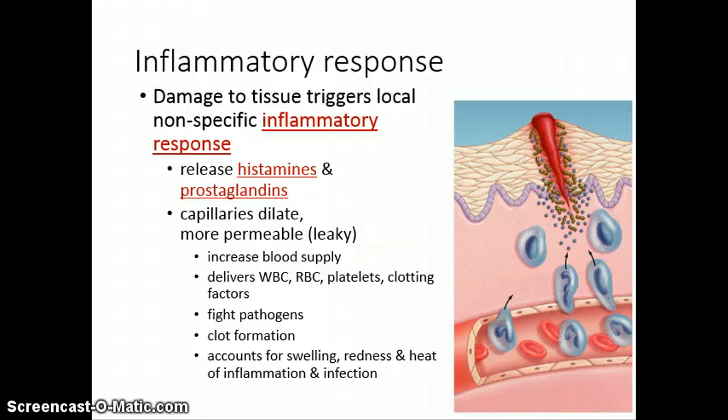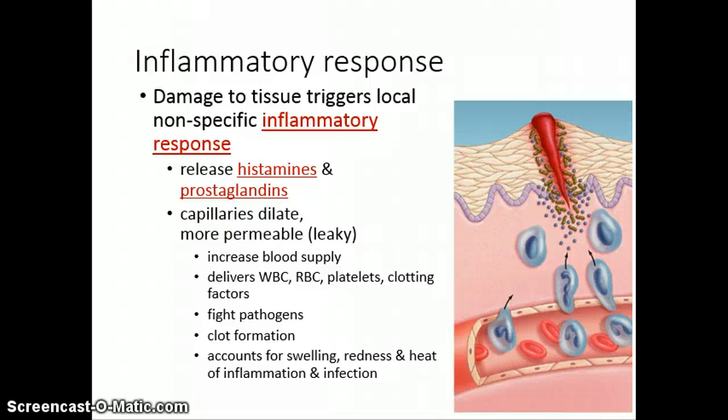Other results of this is going to be enhanced blood flow, and that's going to deliver clotting agents and also antimicrobial proteins to this injured area. So the blood clotting is going to occur as part of the repair process, and that's also going to help block the spread of more pathogens elsewhere.